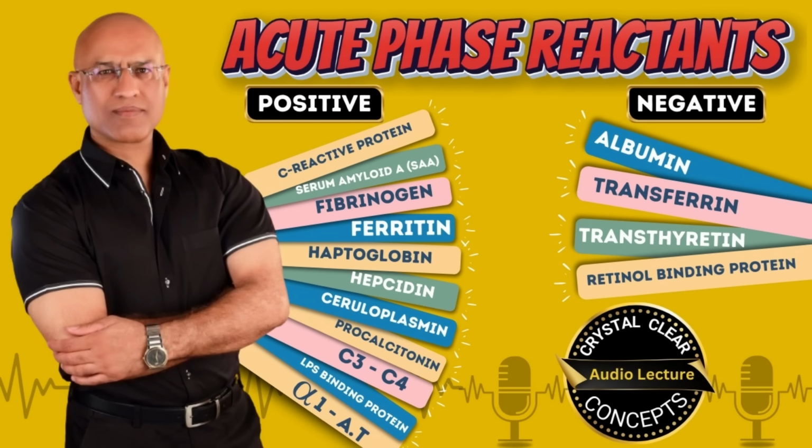Now this first group of proteins, which are going up, we call them positive acute phase reactants. And those proteins whose level in the blood goes down are called negative acute phase proteins. Acute phase proteins, right?